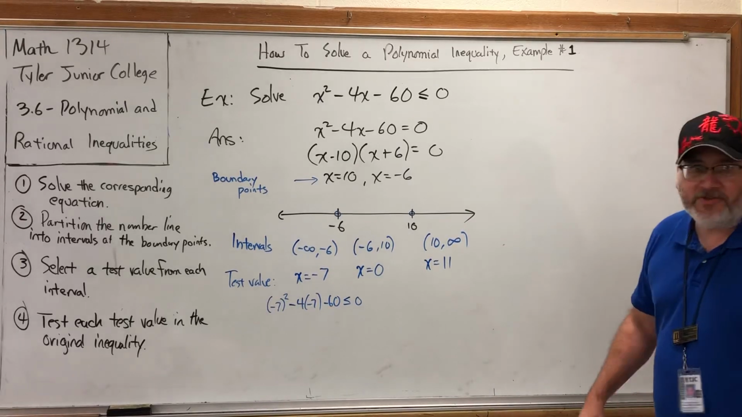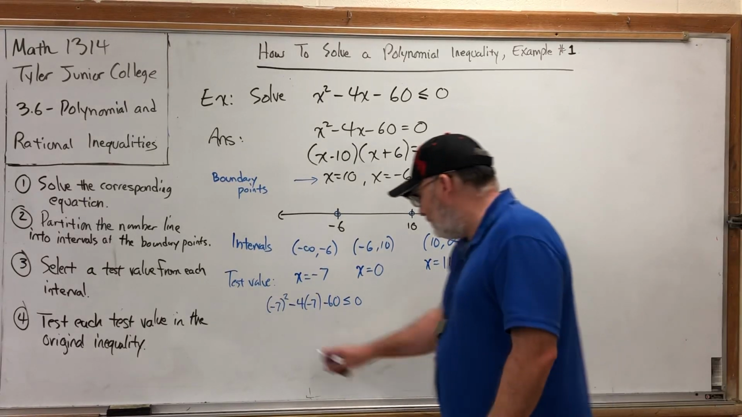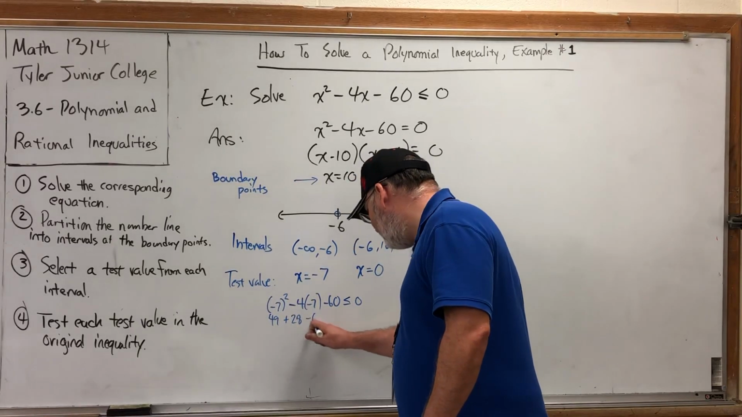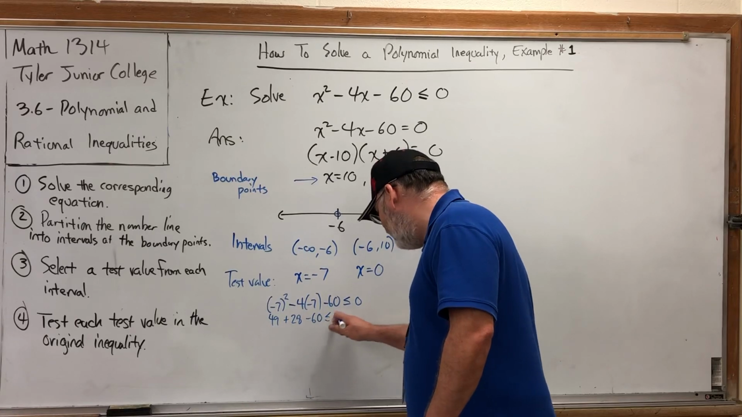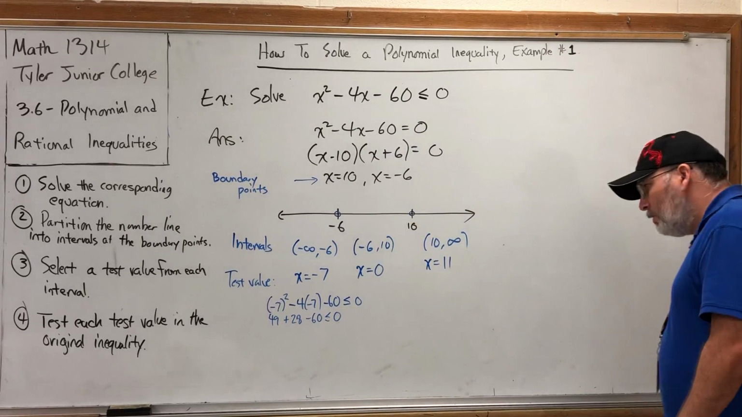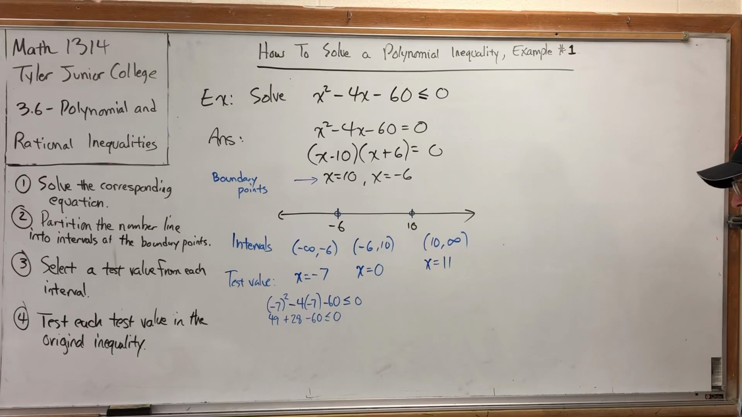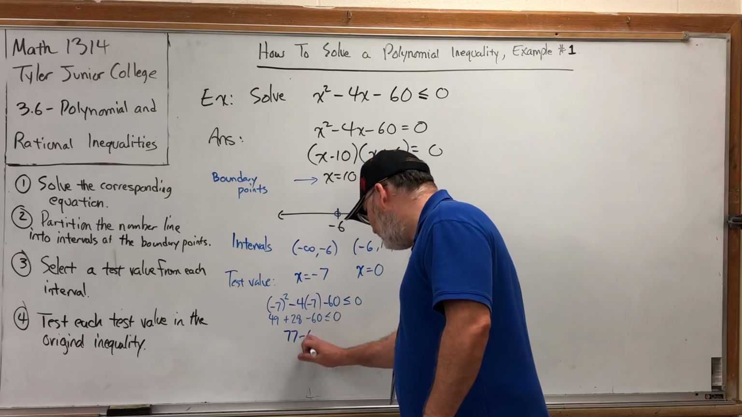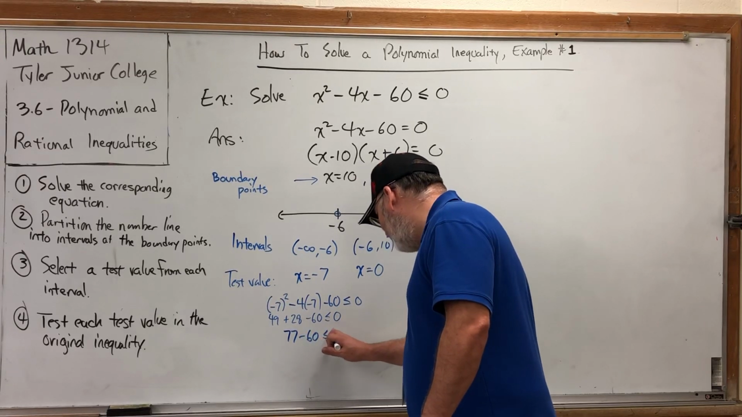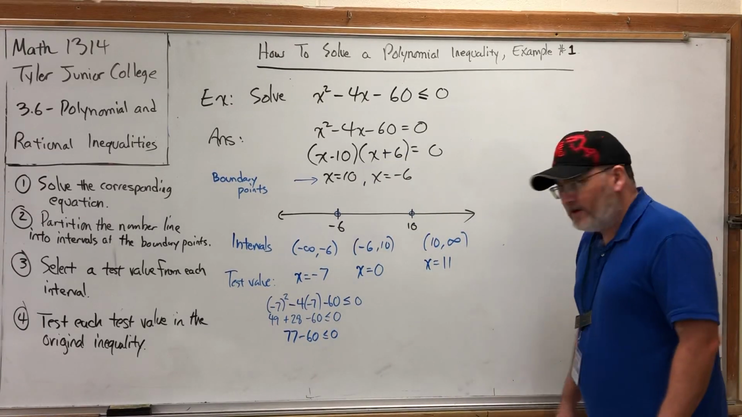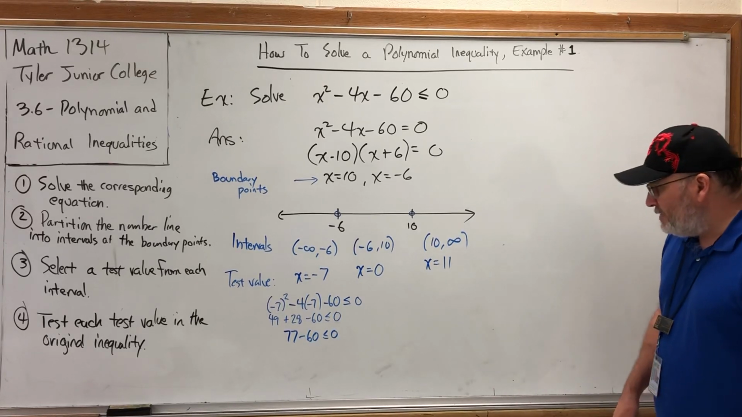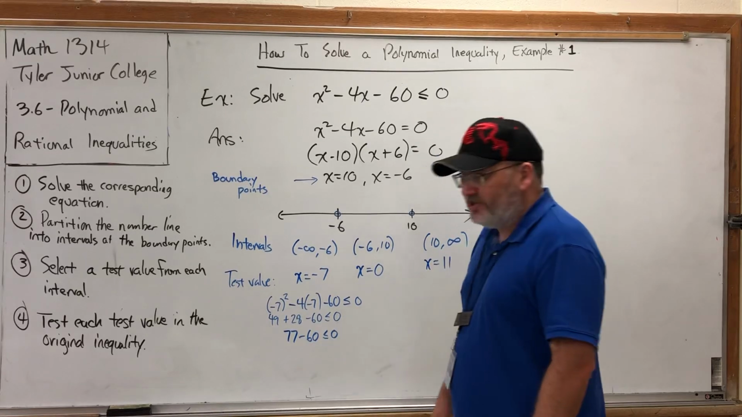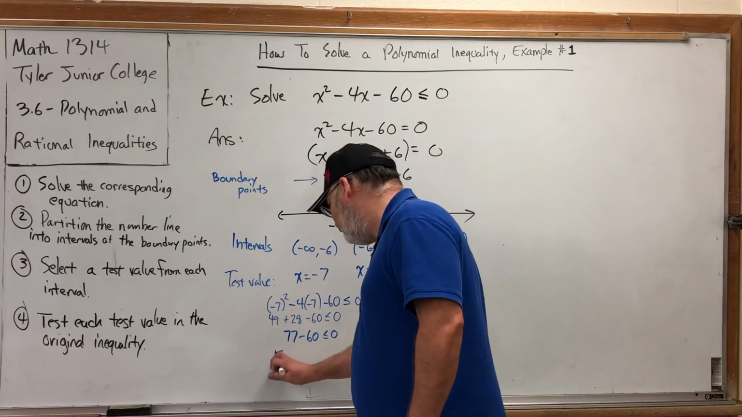So we got to work out the left side. This is 49 plus 28 minus 60, and we're checking to see if that's less than or equal to 0. 49 and 28 is 77. At this point, I can pass judgment. I don't need to finish 77 minus 60. The minute you know if it's true or false, pass judgment. 77 minus 60 is not less than 0, because 77 minus 60 is 17. This is false.